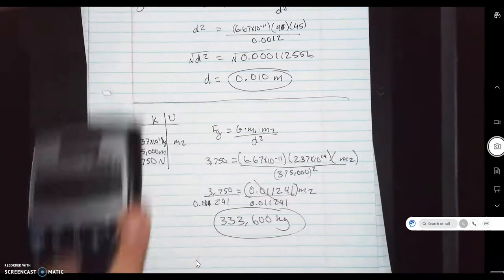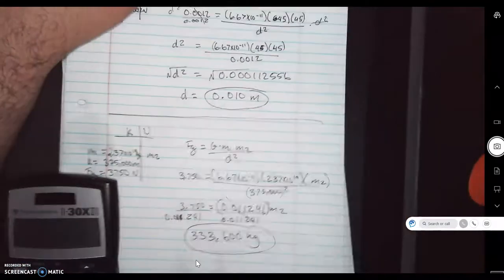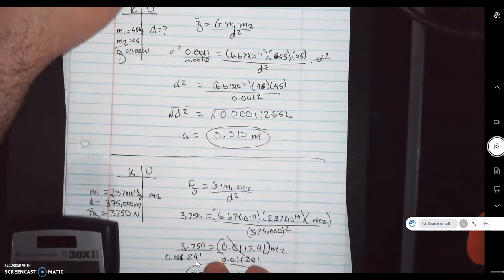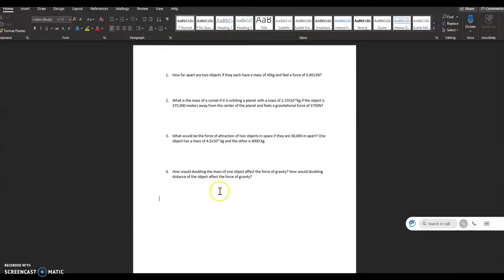Good. Okay, so let's go through question number 3, and then we'll briefly talk about question number 4. So question number 3 talks about, right, what would the force of attraction of two objects be if in space, if they are 30,000 meters apart? One object has a mass of 4.5 times 10 to the 19 kilograms, and the other has a mass of 6,000 kilograms. So this one, we're just looking for force, right?